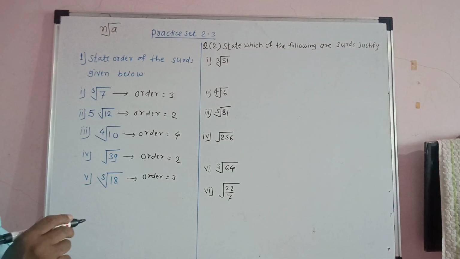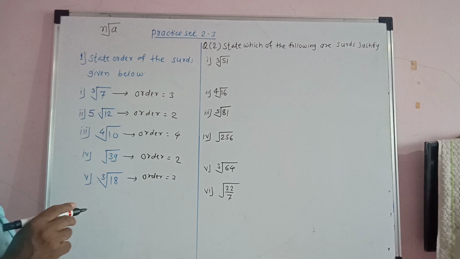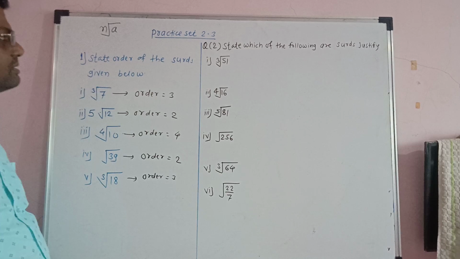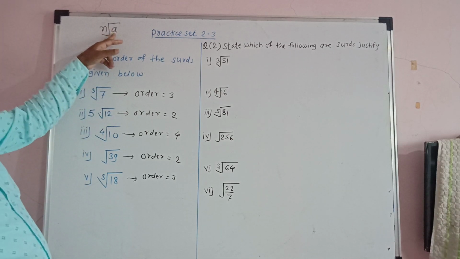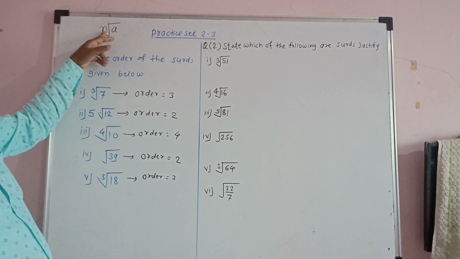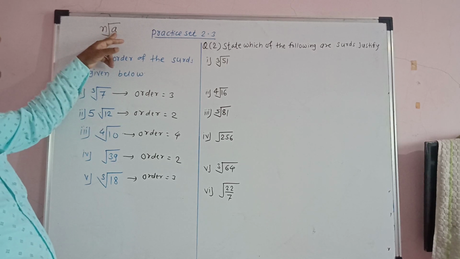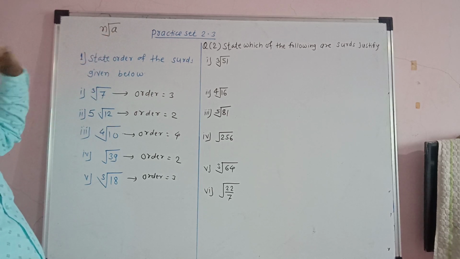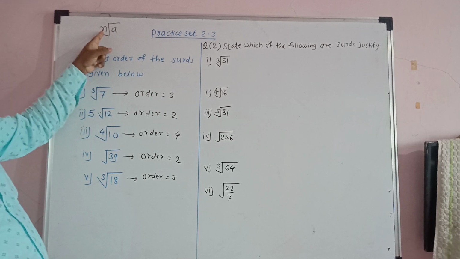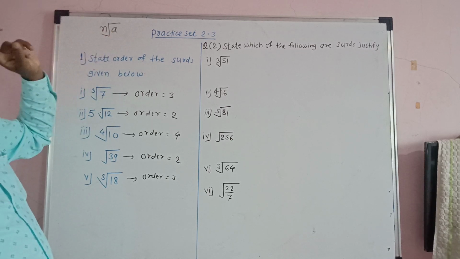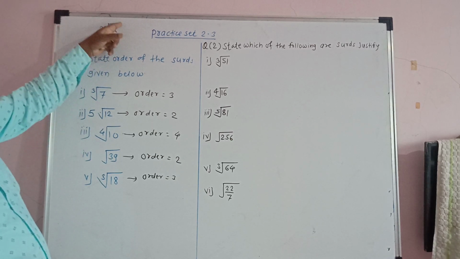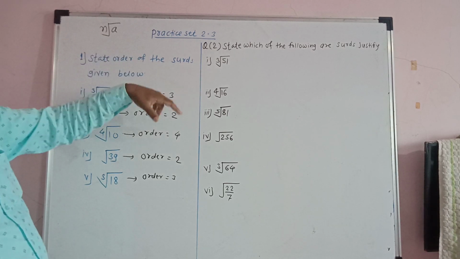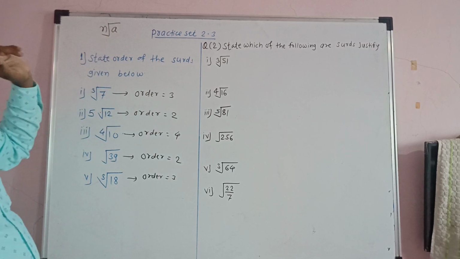Now question number 2. State which of the following are surds. Justify. What is the condition for a surd? The nth root of a is a surd if n is greater than 1, a is a positive rational number, and the nth root of a is irrational. There are three conditions. n should be greater than 1, a should be a positive rational number, and the nth root of a should be an irrational number. Then and only then is this a surd.